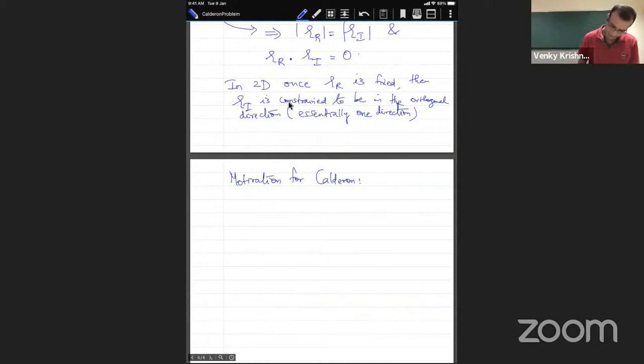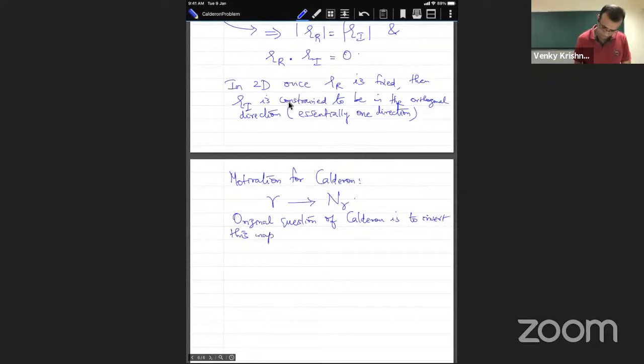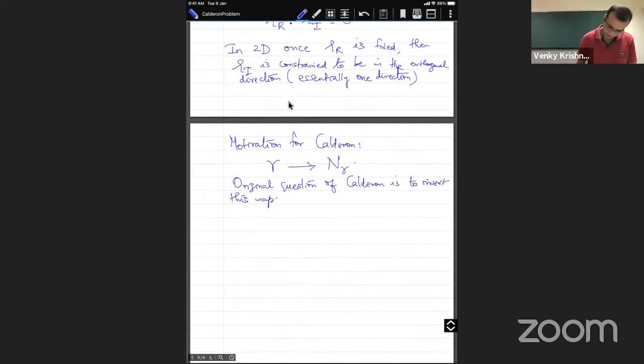The motivation was the following: he wanted to study this map, gamma going to n gamma. So what is the original question of Calderon? The question of Calderon is to invert this map. Given n gamma, I want to find gamma. That was the original question of Calderon. So he wanted to invert this map. But note that this map is non-linear.